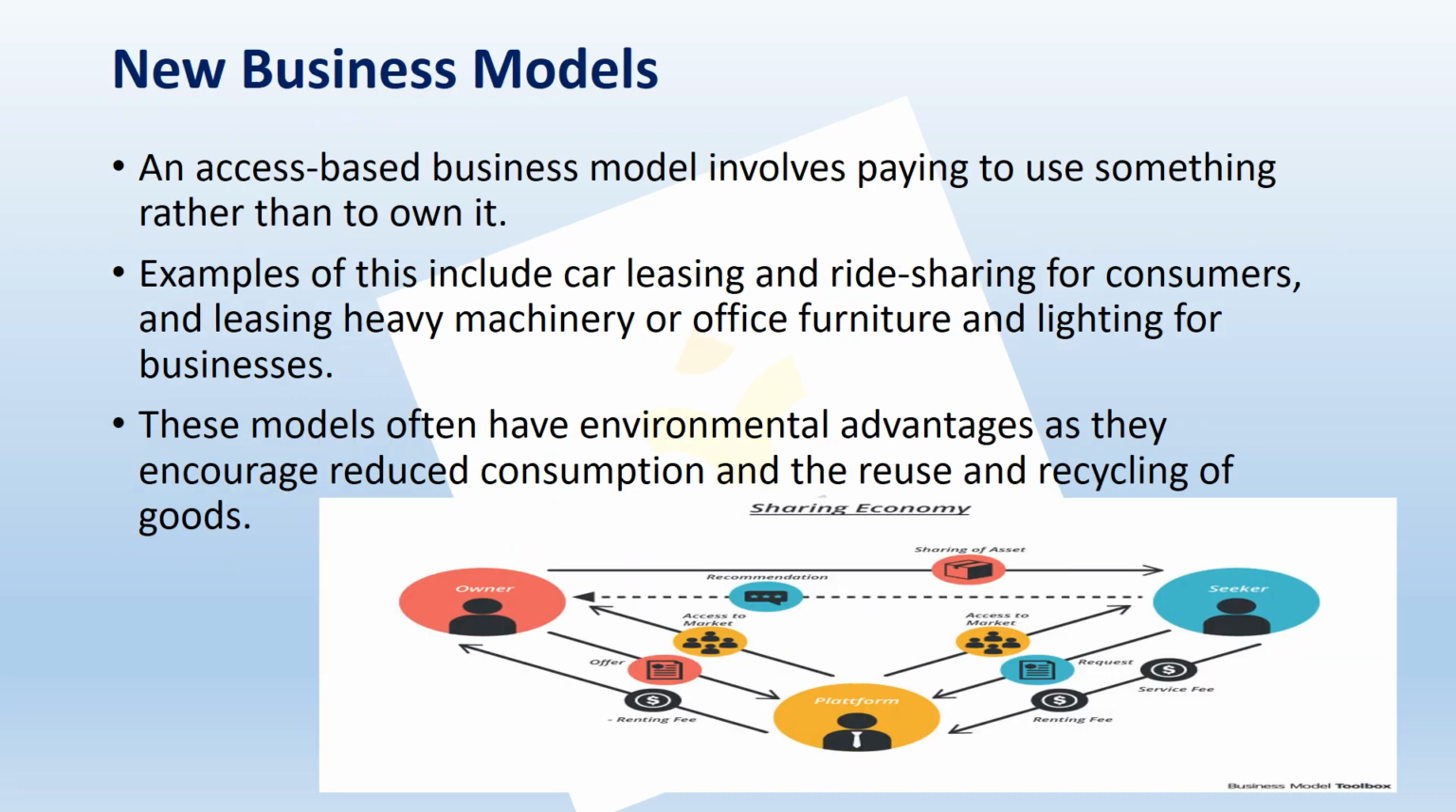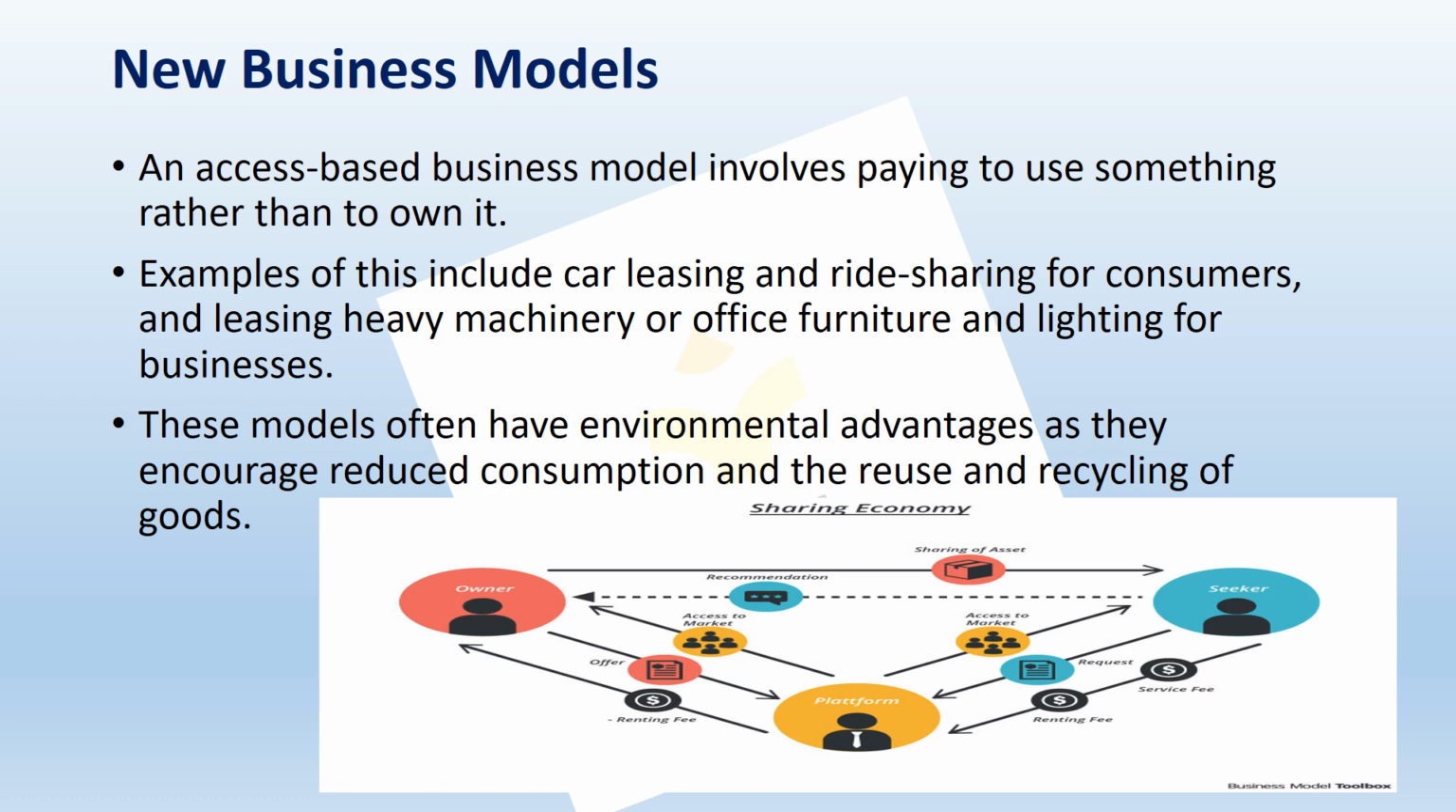Business model. An access-based business model involves paying to use something rather than own it. Examples include car leasing and ride sharing for consumers, and leasing heavy machinery or office furniture for businesses. These models often have an environmental advantage as they encourage reduced consumption and the reuse and recycling of goods. So we have an owner, a seeker, and the platform. Here the owner shares the asset with the seeker, and the service fee and the rental fees are taken by the platform.